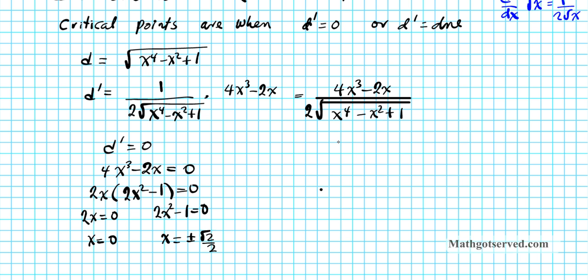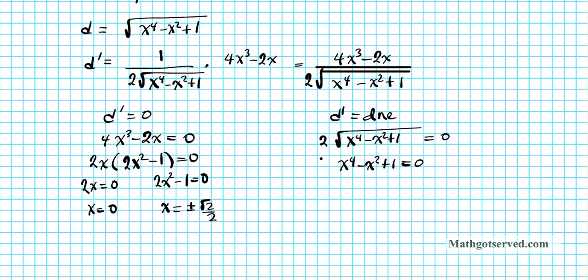How about when d prime does not exist? To find this out, we're going to set the denominator equal to 0 and solve for that. So 2 times the square root of x to the fourth minus x squared plus 1 equals 0. If you divide both sides by 2 and square it, you end up with x to the fourth minus x squared plus 1 equals 0.